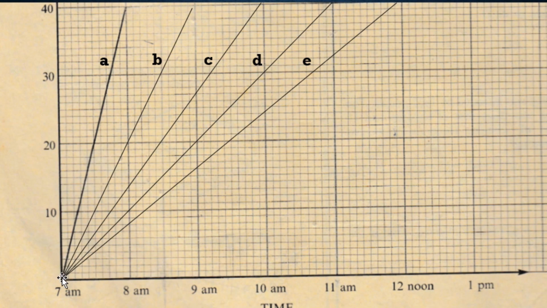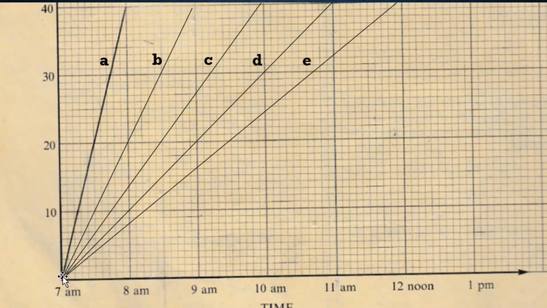When we move to the second person, B, the distance is still 40 kilometers. As you can see, the distance is still the same. But the time he took now is from 7 to 9. He took 2 hours. So if I was to get the speed, I would get the distance, which is 40 kilometers, divide by 2 hours and get 20 kilometers per hour.